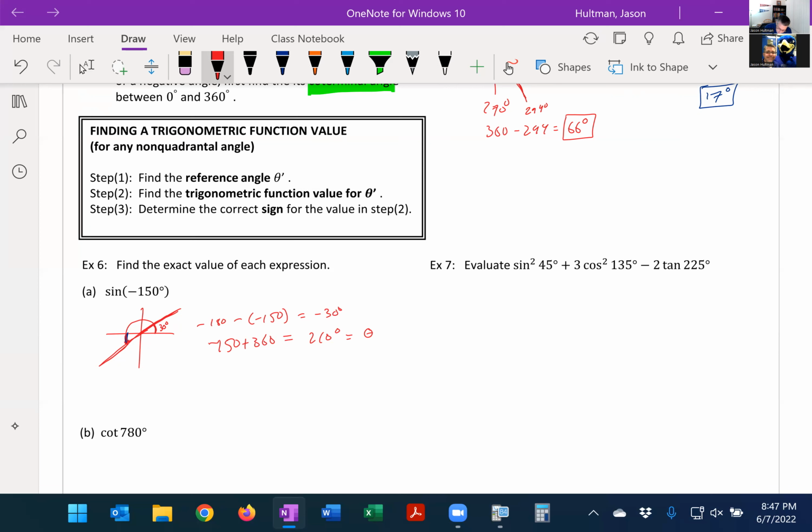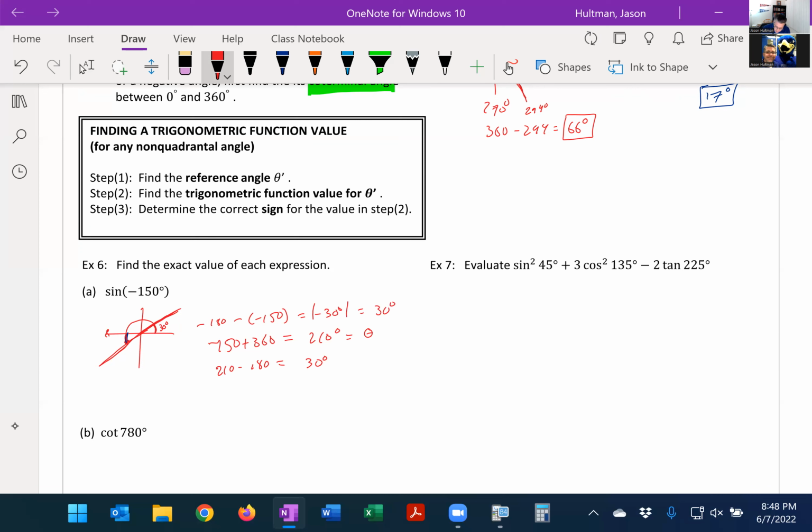So 210, and then how far away from the x-axis am I? Well, the x-axis is 180. So if I do 210 minus 180, I get that 30-degree angle that I'm looking for, as my reference angle. So either way, I get that 30-degree reference angle.